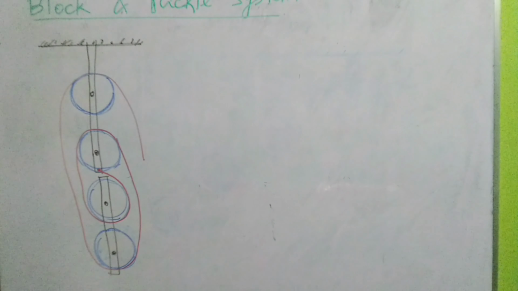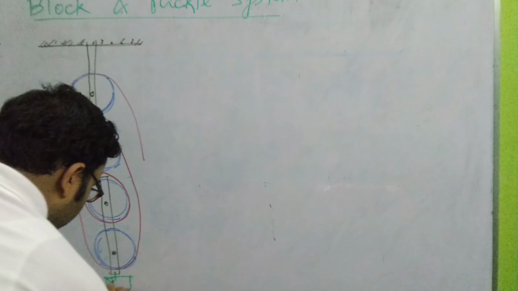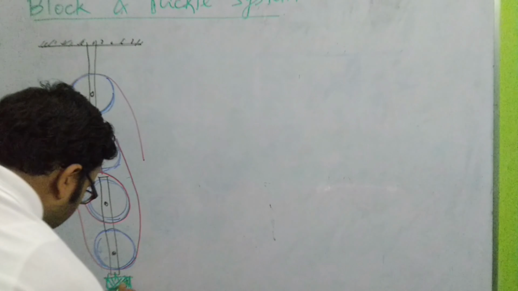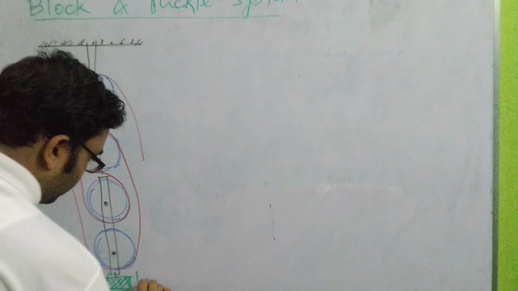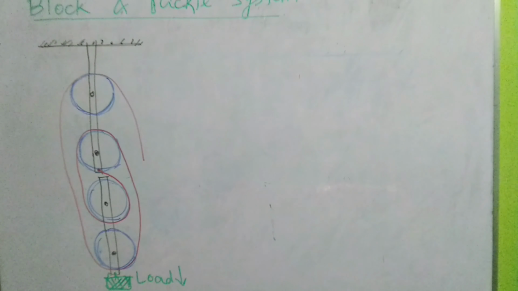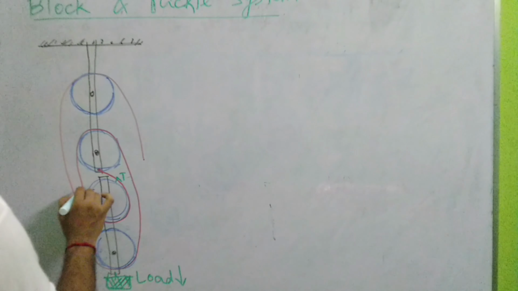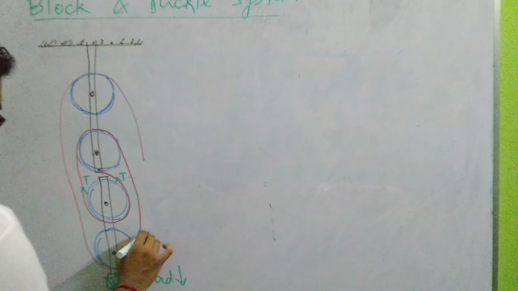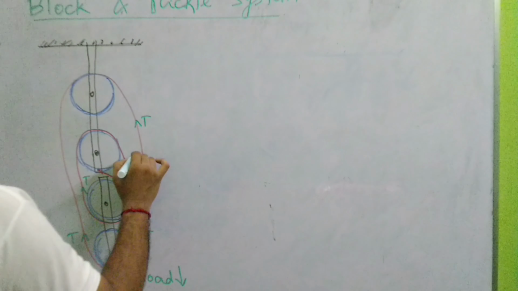Now the load will be supported at the lower end. So here comes the load. I think you can view the load. The load will always be acting in the downward direction. So for this, what will be the tensions? What will be the tension acting? One tension T will be acting at this point, tension T at this point, again tension T at this point, and tension T at this point, and here will be the effort E.